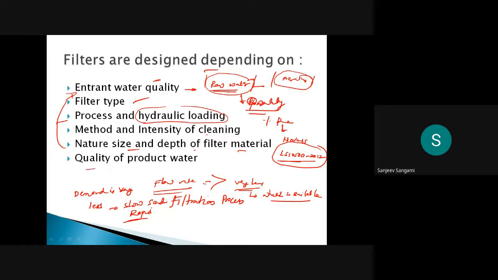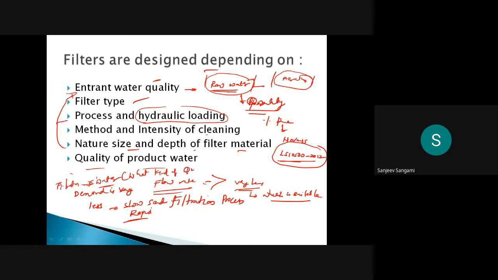Then the quality of product water. Product water in the sense is ultimately the outlet. After filtration, whichever water comes out, what kind of quality are you expecting?